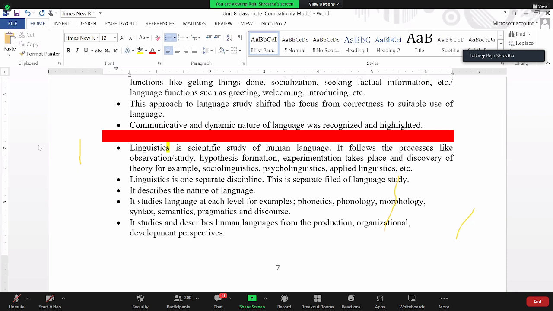It describes the nature of language. भाषा कसरी बनेको छ भनेर यसको nature नै describe गर्छ. So it studies language at different levels, at each level, for example phonetics, phonology, morphology, syntax, semantics, pragmatics, etc. And it also studies and describes human languages from the production point of view, organizational point of view, and developmental perspective or point of view. यसरी हेर्छ. यति कुरा, this is very basic.